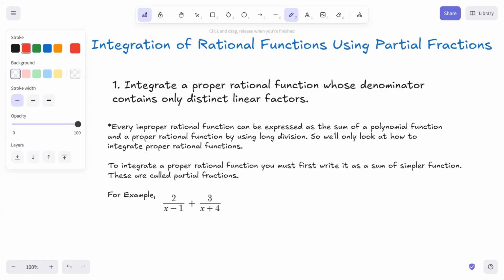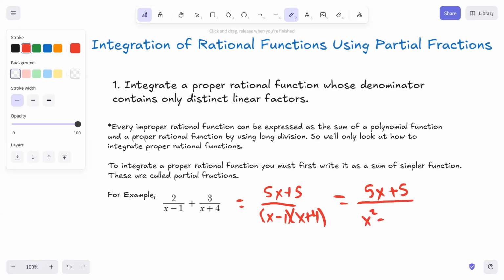So to do this, you first need to write it as a sum of simpler functions. These are called partial fractions. So for example, if I have the sum of 2 over x minus 1 plus 3 over x plus 4, if you get a common denominator and add those together, this would actually simplify to 5x plus 5 over x minus 1 times x plus 4. And that would be 5x plus 5 over x squared plus 3x minus 4.